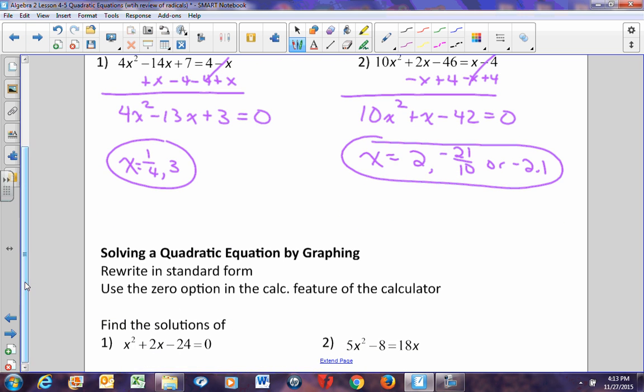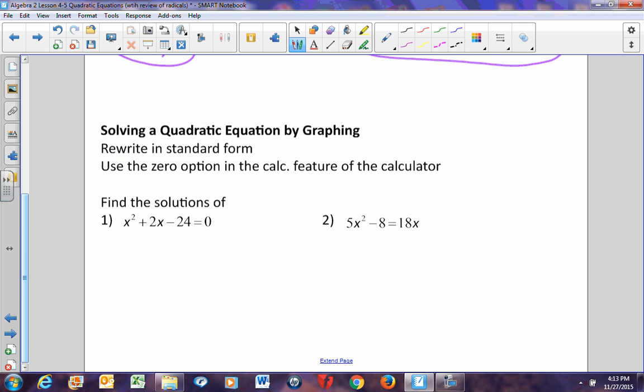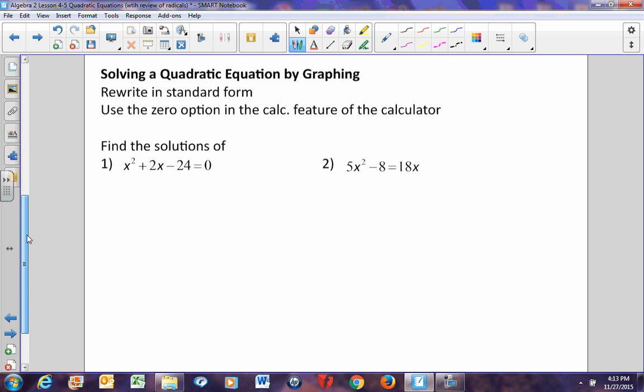Alright, so the other thing we can do is we can graph. Okay? It says to solve a quadratic equation by graphing. You're going to rewrite it in standard form, and then we're going to use a different function on our calculator. Okay, so again, we're going to put the equation in the calculator. The first one's already written in standard form, so we're just going to put in a new equation, x squared plus 2x minus 24. And we can graph that.